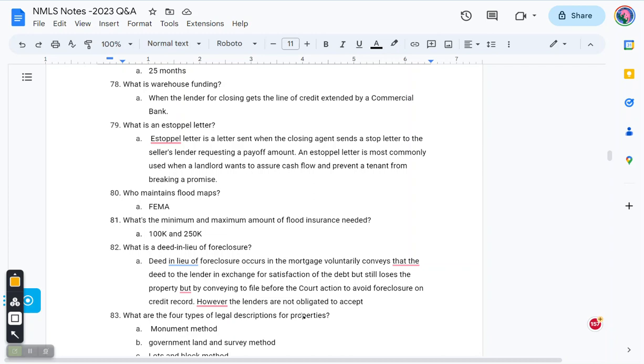Moving on. What is deed in lieu of foreclosure? Deed in lieu of foreclosure occurs when the mortgagor voluntarily conveys the deed to the lender in exchange for satisfaction of the debt, but still loses the property. But by conveying the deed before the court action, they avoid foreclosure on the credit record. However, the lenders are not obligated to accept this.